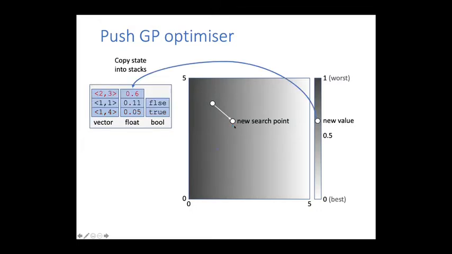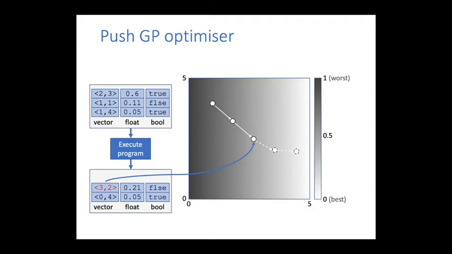The new search point is evaluated, and the value copied into the float stack. At this point, the program also receives a couple of signals. One is whether the last move was improving. Another one is whether it's moved out of bounds. You can find details in the pseudocode in the paper. Then the program is executed again, and this is done repeatedly until the optimizer exhausts its evaluation budget. And then hopefully it'll be somewhere near the optima.